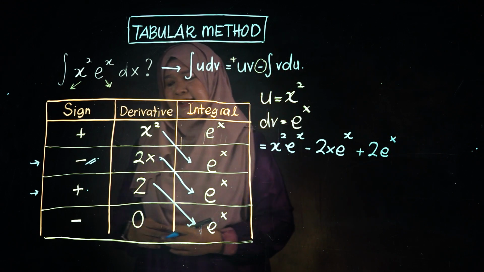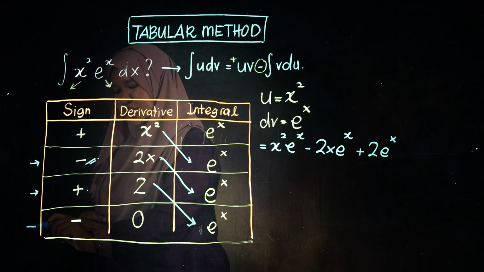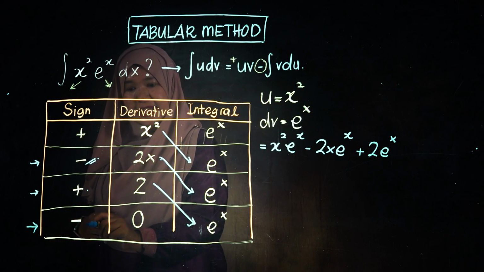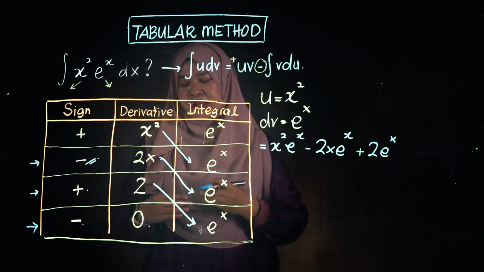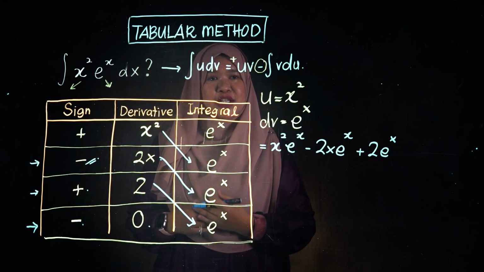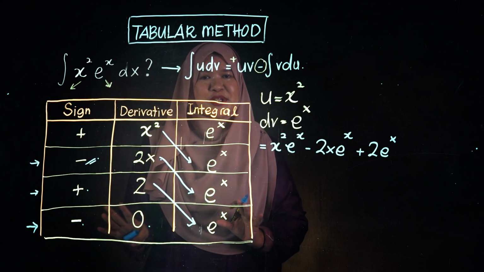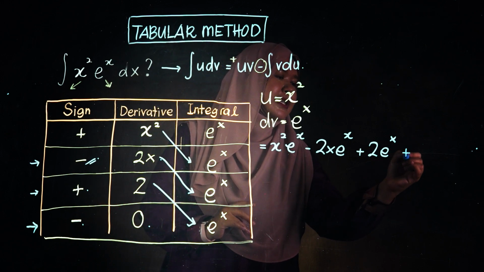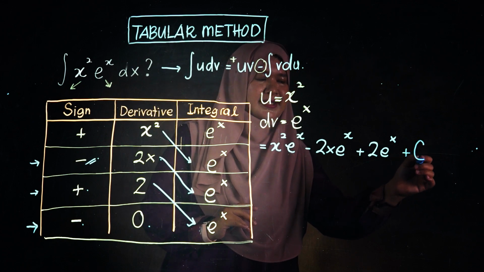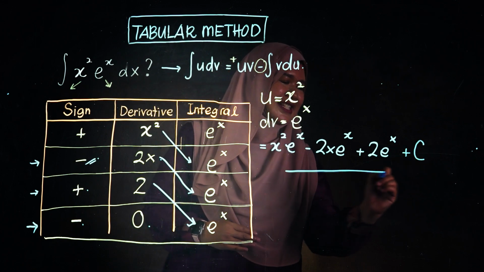Now at the last term, at this entry, we have a negative sign and we have 0. Notice that when we multiply any number by 0, we get 0. So for this term, we just put a plus C, okay? And then that's all for the answer.